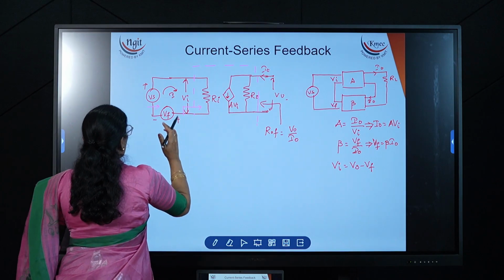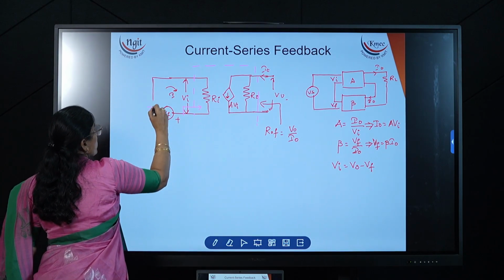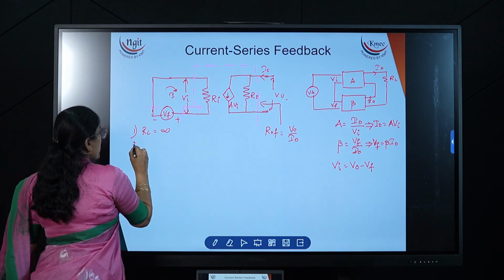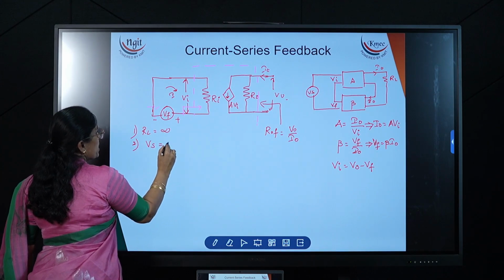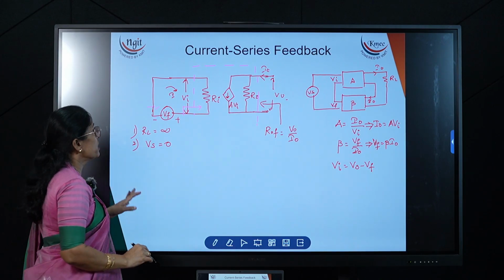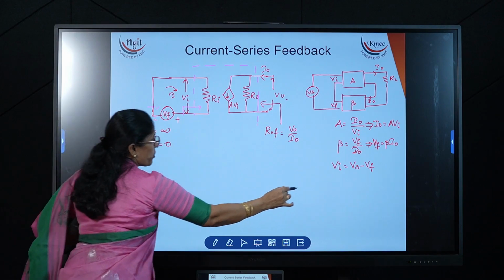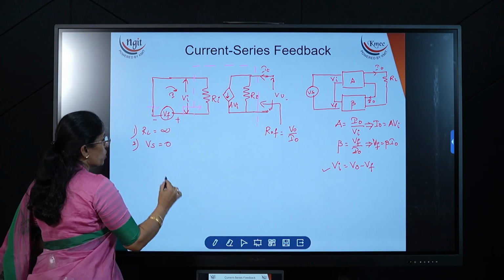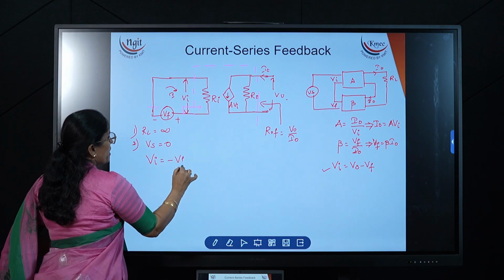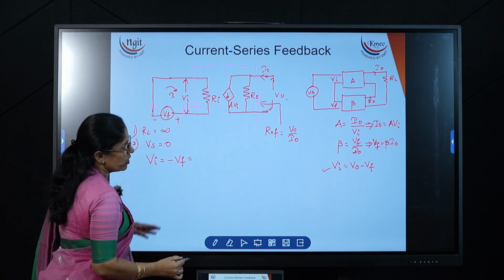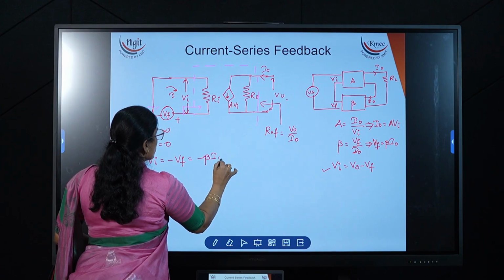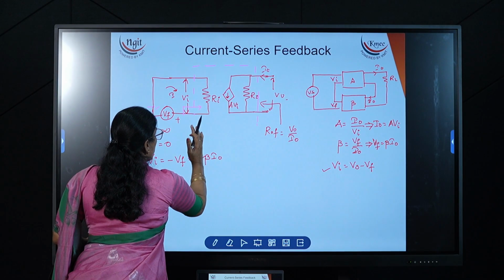Now on the input side, what do we need to do? We have to short the input supply. Condition number 1: make RL equal to infinity. Condition number 2: Vs is equal to 0. Now, how can we make a voltage source 0? By shorting it. So if I rewrite this expression again by keeping Vs equal to 0, then we get Vi is equal to minus Vf, where minus Vf is equal to minus beta I naught.